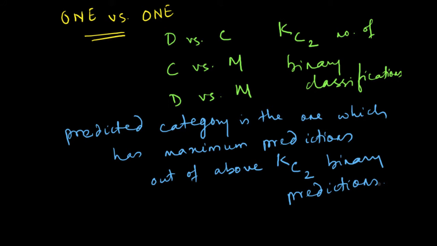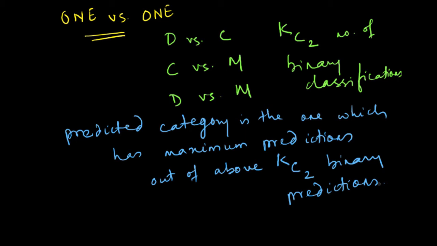The first thing is that in the case of binary classification problem, we were able to predict not just the category but the probability of the given input belonging to a particular category. Now here that is not possible. So in these two methods, one versus rest and one versus one, we can only predict the category of a particular input, but we cannot exactly predict what is the probability.